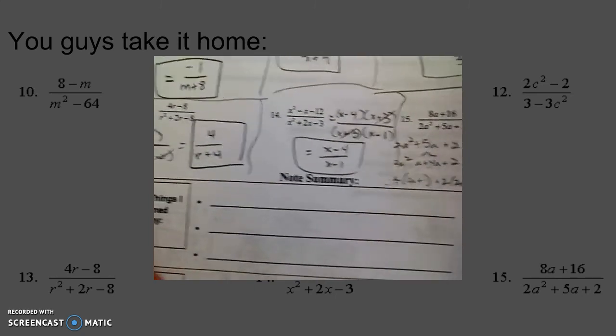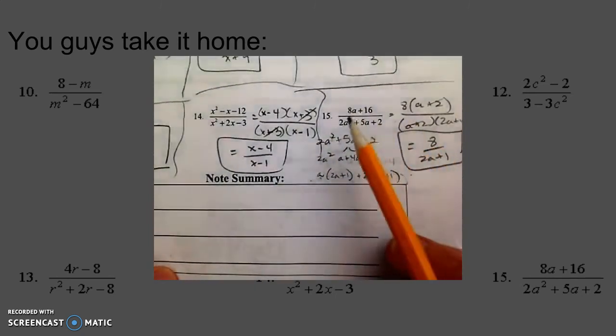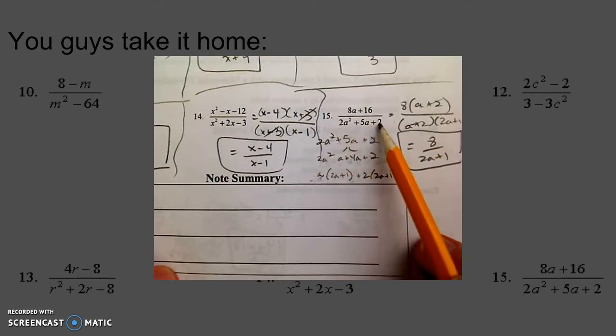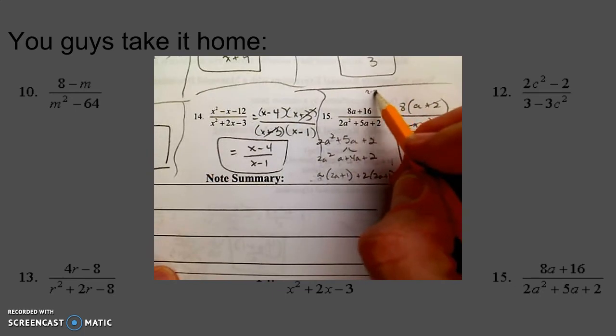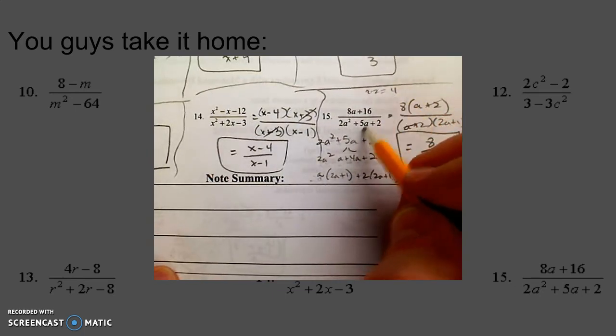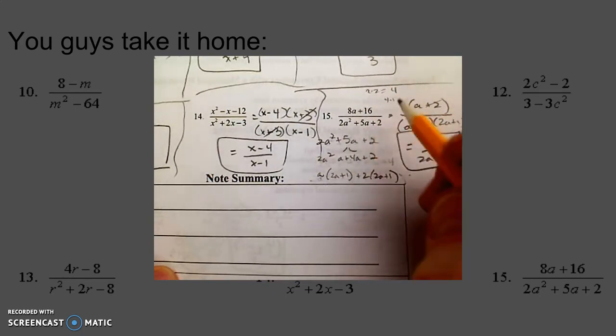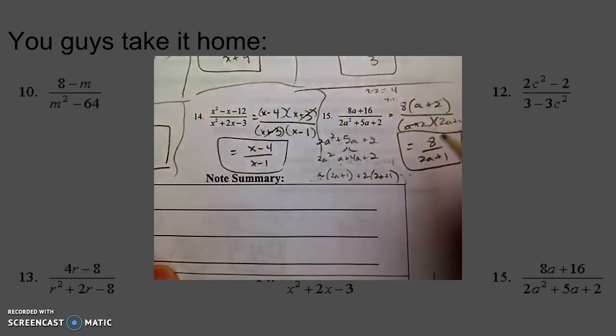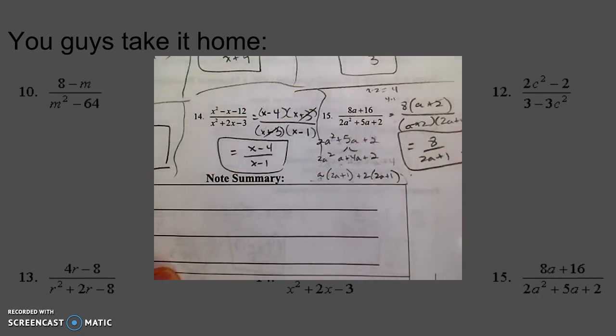Number 14 I think was pretty straightforward, and 15, remember, with that leading coefficient of 2, we mentally multiplied 2 times 2 and got 4, and thought about two factors of 4 that make 5, and that was 4 times 1. So we split the 5a into 1a plus 4a. Factored from there, we were able to factor out the a plus 2.